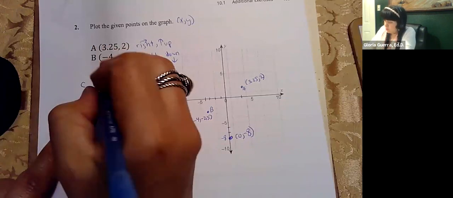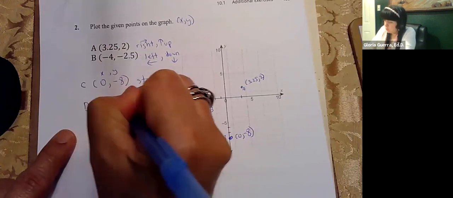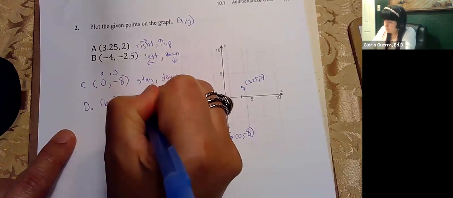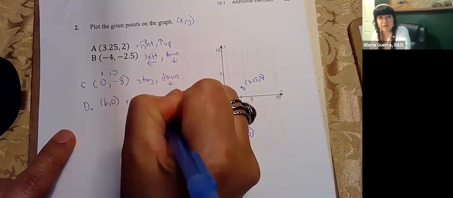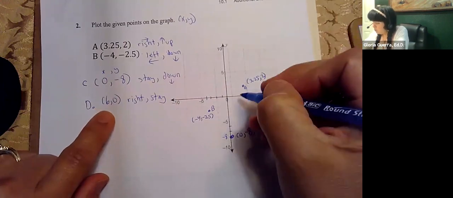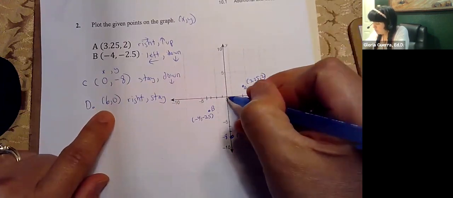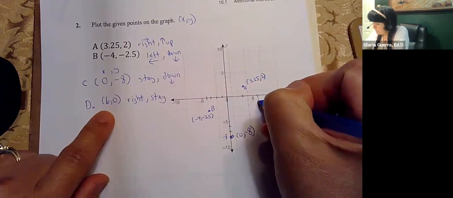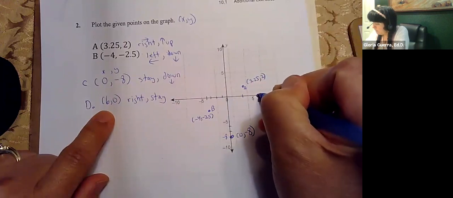And then D is 6, 0. So 6, you would go right, and then you would stay because of that 0. So at the origin, you go to the right 6, and then you stay right there.